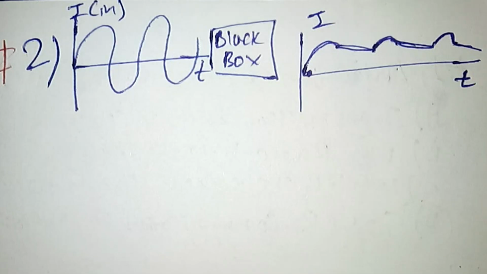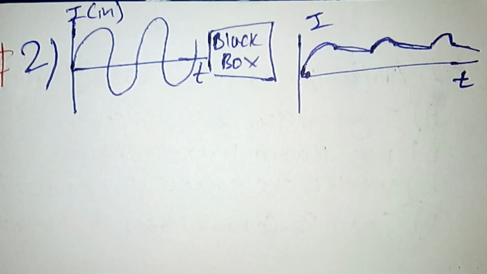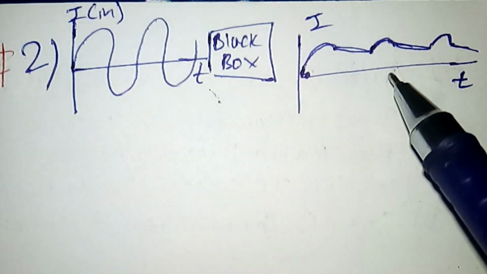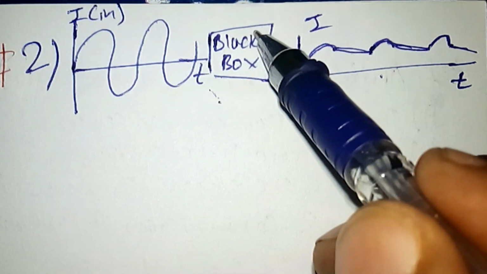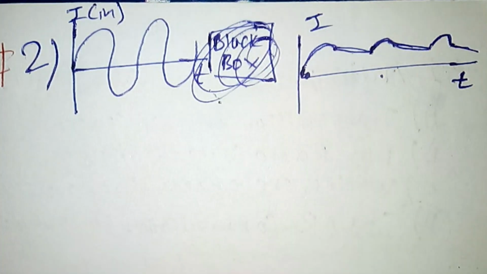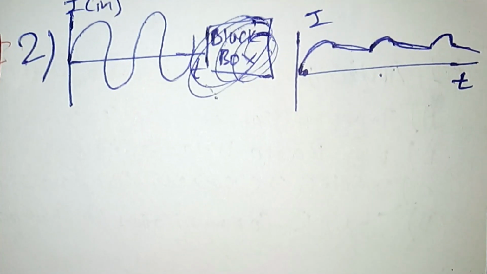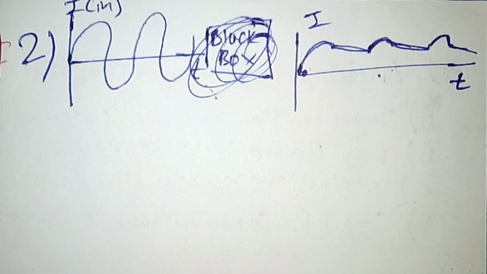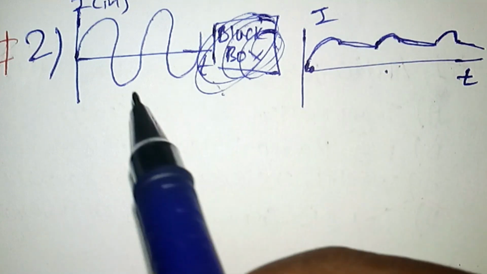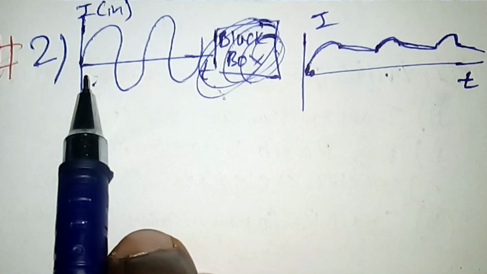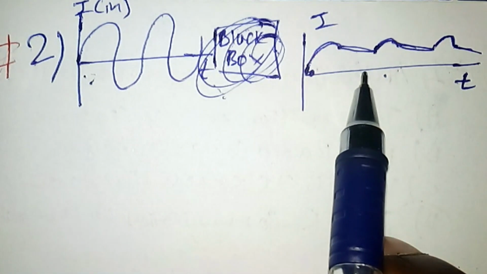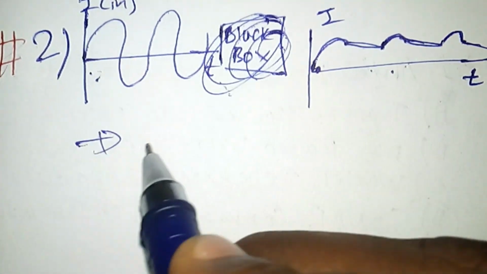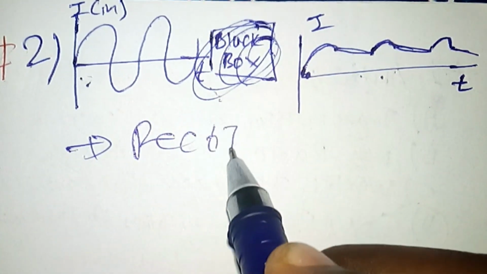So the diagram indicates an input of alternating current to a black box and the resulting output current is this one. Then what will be this black box? This is the image of rectification, that means converting alternating current into direct current. The conversion of an alternating current into direct current occurs by a device which is called a rectifier.